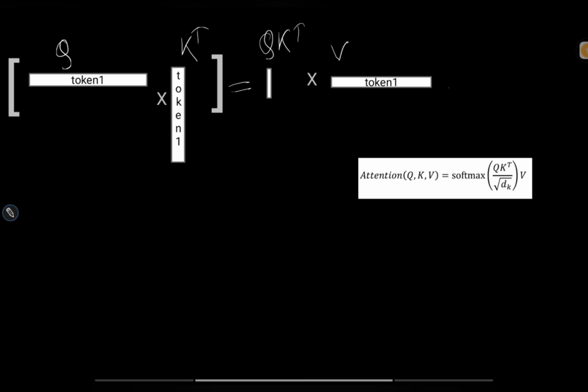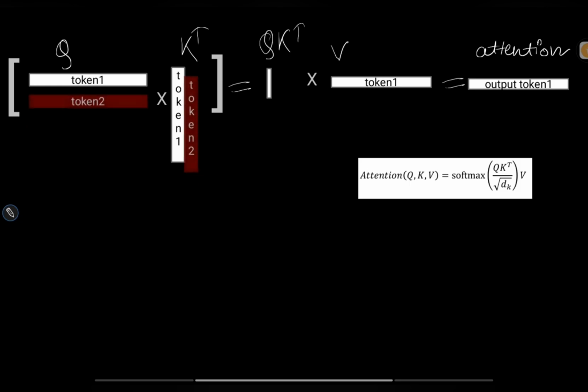V is again 1 cross 4096 vector, right? So the output will be the attention matrix, which will be the first output token, output token 1, and the shape of that would be 1 cross 4096. So we start with the first input token, which can be a start of sentence token, and multiply it with the corresponding token 1 for the key matrix, and we get Q K transpose as a matrix multiplication operation. Then we multiply with V, and we get output token 1, which is a 1 cross 4096 embedding size, right?